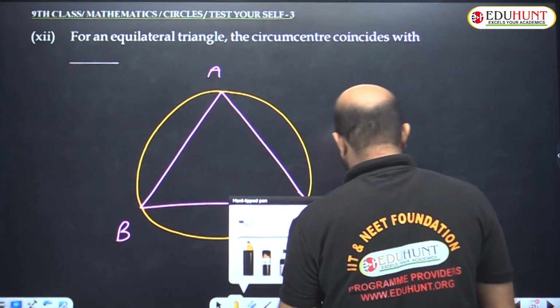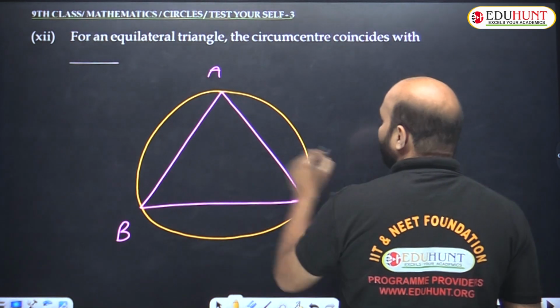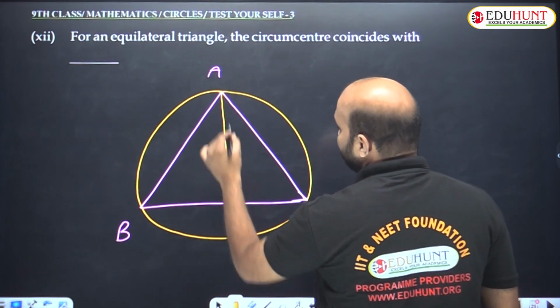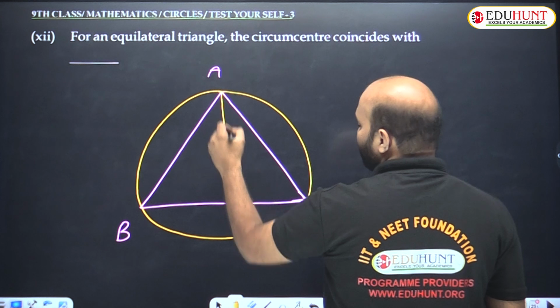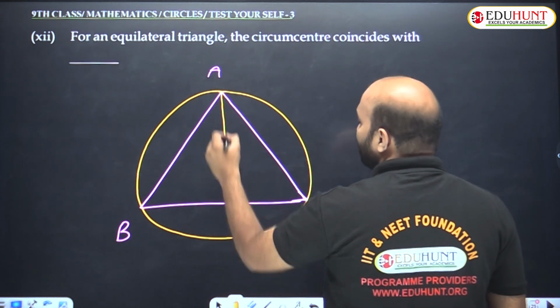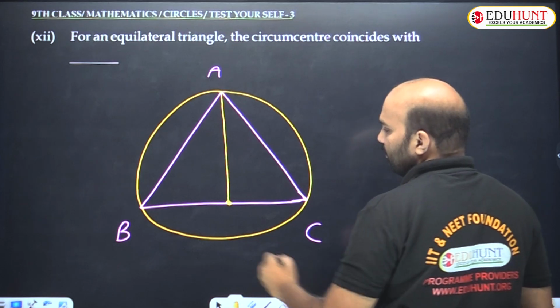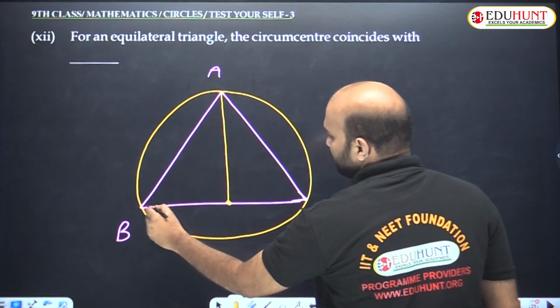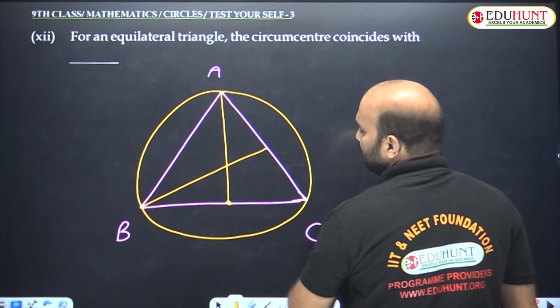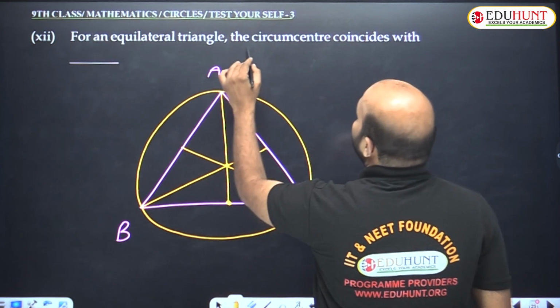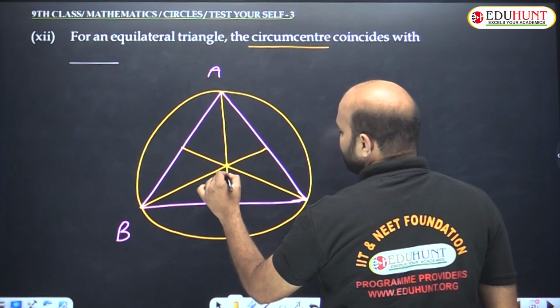First we need to take midpoints. So this is the midpoint of BC. A perpendicular line is drawn from vertex A to the opposite side BC. So that is called the midpoint. The same thing is done from B and C also. This is called the circumcenter.